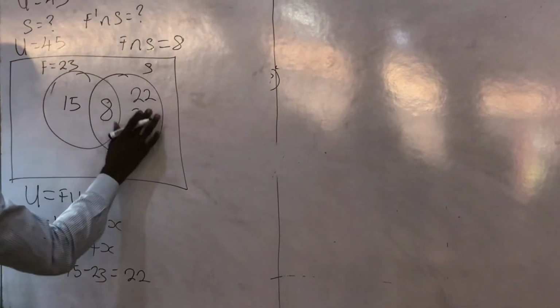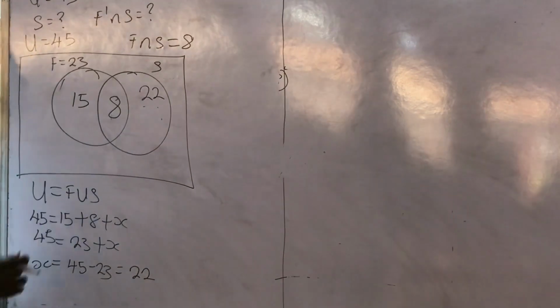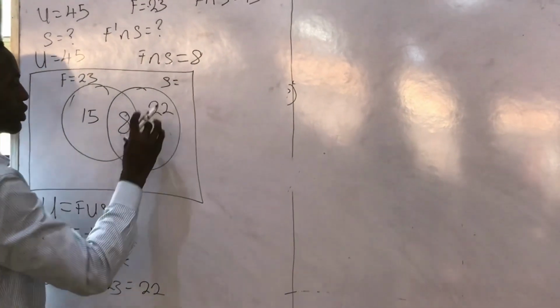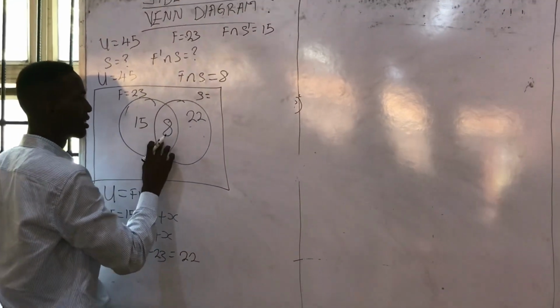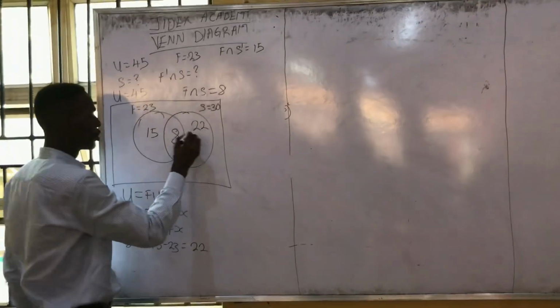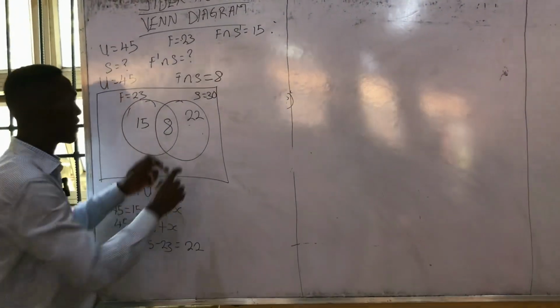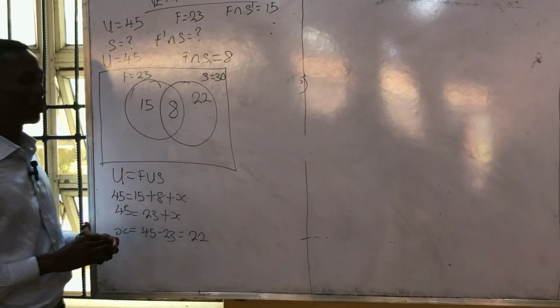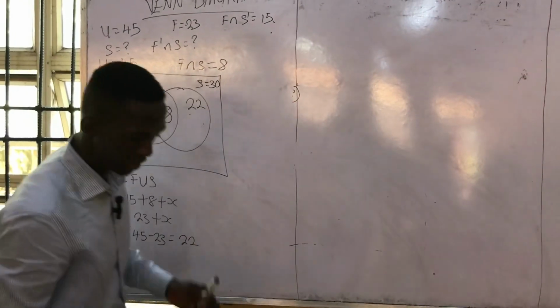So if this is 22, then how many people passed our second paper? Those that passed our second paper only are 22. But those that passed the second paper will be equal to 22 plus 8, and that will be 30. So those are the total number of people that got our second paper. Hope you guys understand.